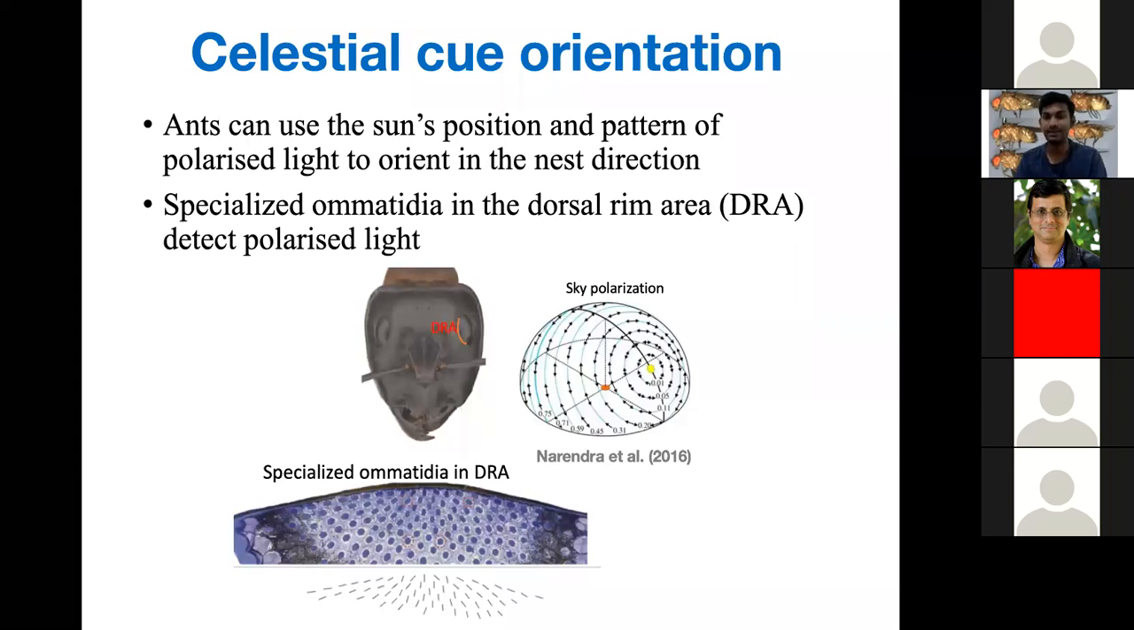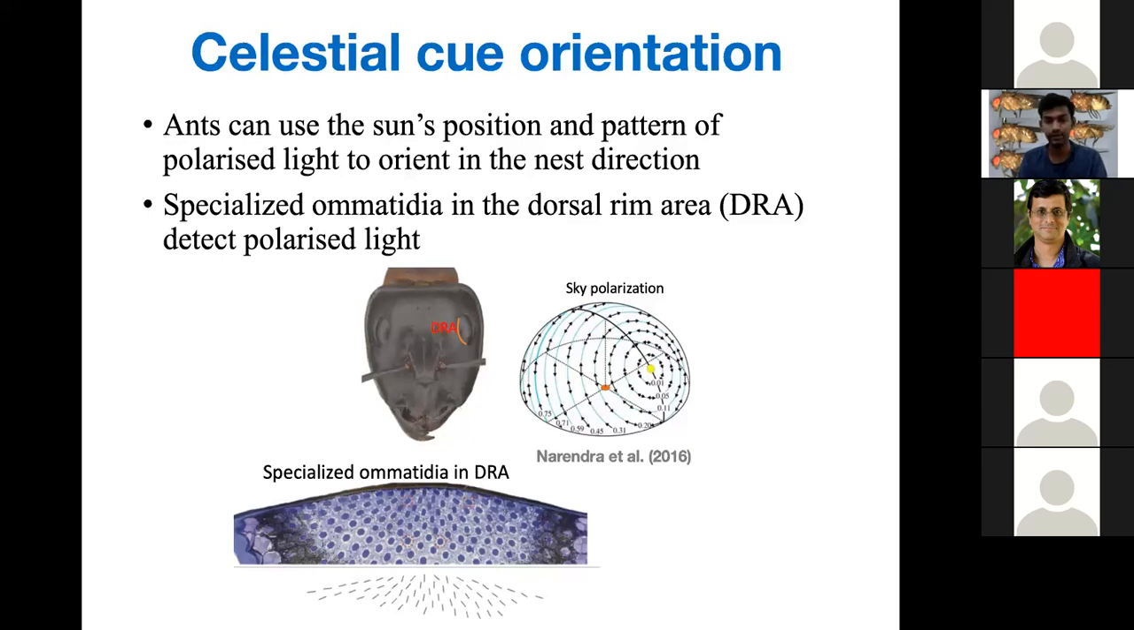One of them is the ability to use celestial compass cues for orientation. So ants, for example, have specialized ommatidia in the dorsal rim area of their eye that can detect polarized light. When the sun's light enters the atmosphere, it gets polarized and forms a pattern of polarization around it. These ommatidia are sensitive to that particular pattern, and they use that to pinpoint which direction they should walk towards to find their nest, for example.